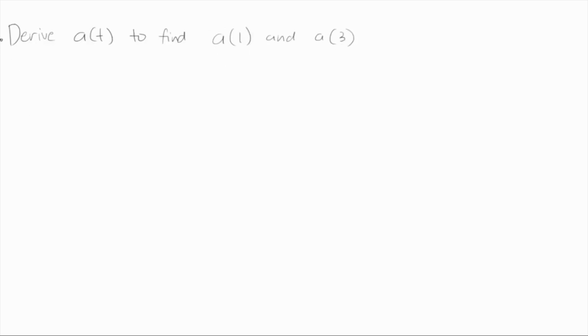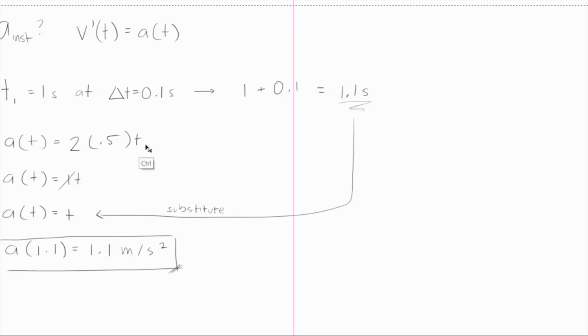But what is time? t sub 1 equals 1.0 seconds, taken delta t equals 0.1 seconds. Just add 0.1 to 1.0 and you get 1.1. Oh, okay.